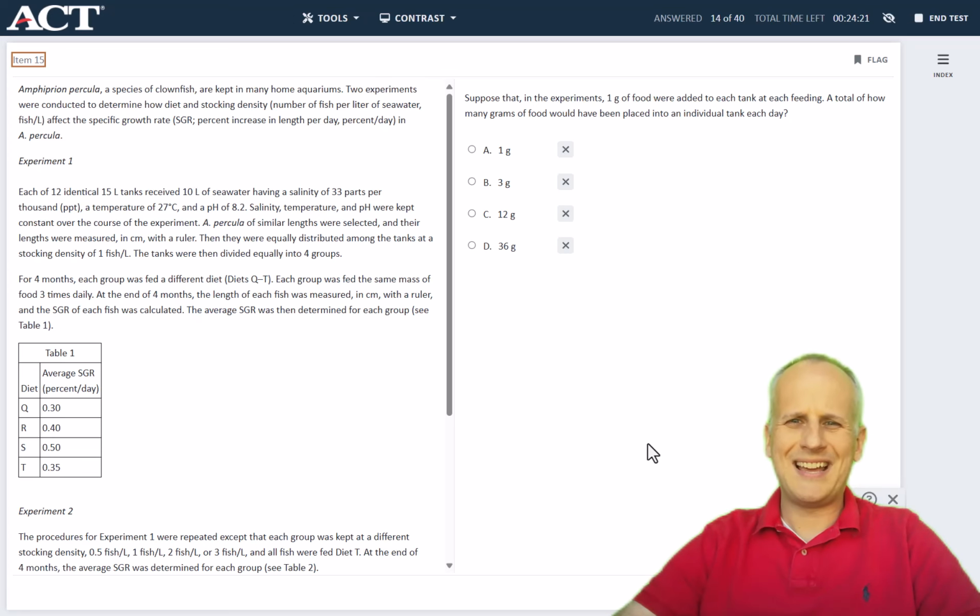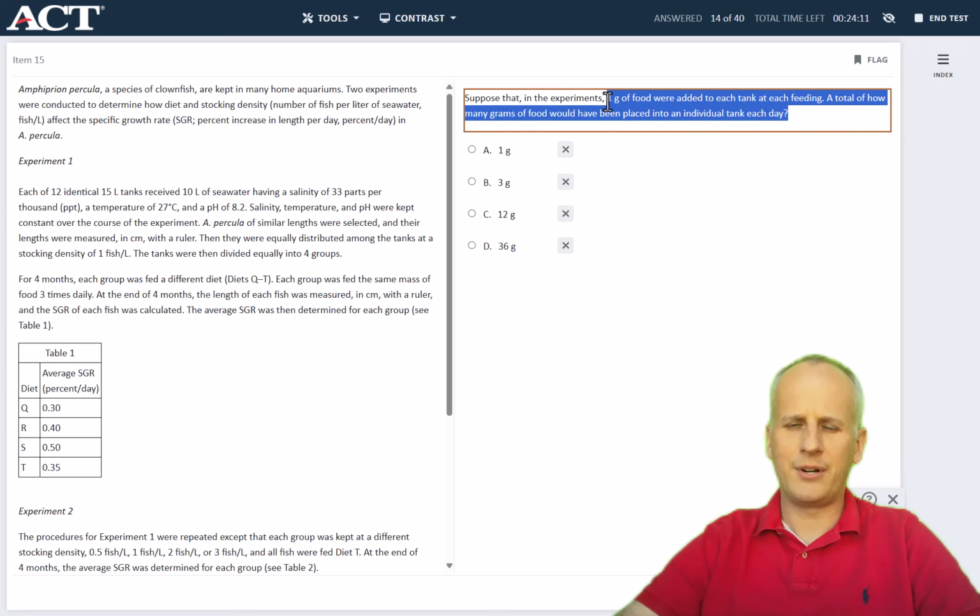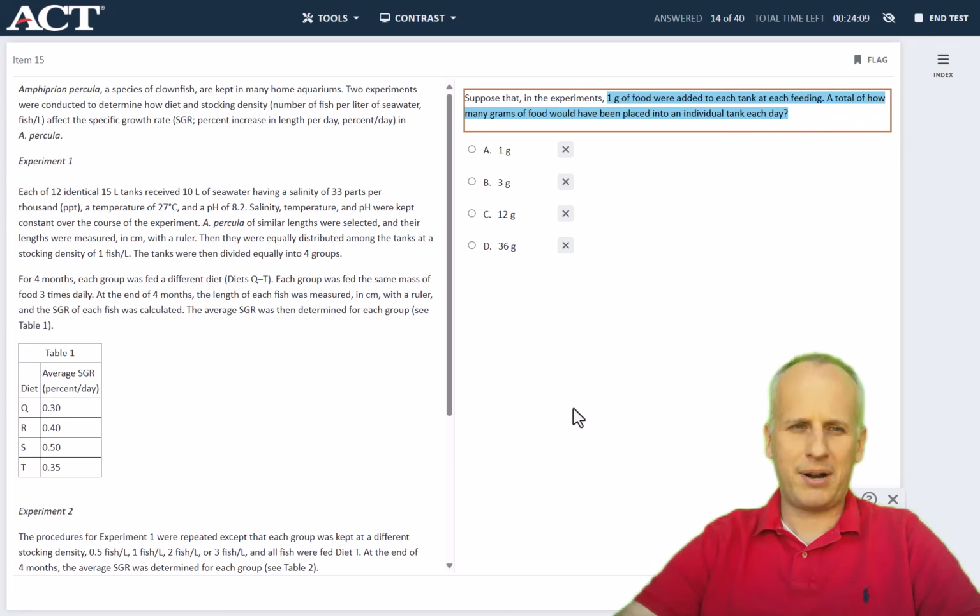suppose that in the experiments, 1 gram of food were added to each tank at each feeding. A total of how many grams of food would have been placed into an individual tank each day? So we're going to just highlight that. And we probably, for the first time, really have to read what's happening in the experiment. So it says that each of 12 identical 15-liter tanks received 10 liters of seawater having a salinity of 33 parts per thousand, a temperature of 27 degrees Celsius, and a pH of 8.2.